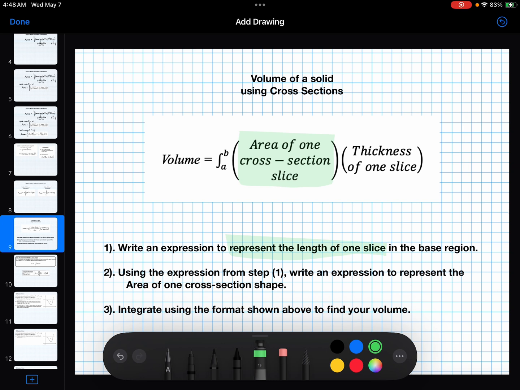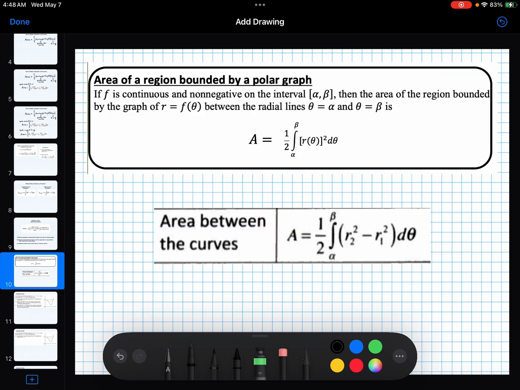Then once you find the length of that, you write an area formula. That's step 2. And then you integrate whatever that area formula is times the thickness of one slice. And again, the thickness of one slice is always dx or dy. That's the idea.